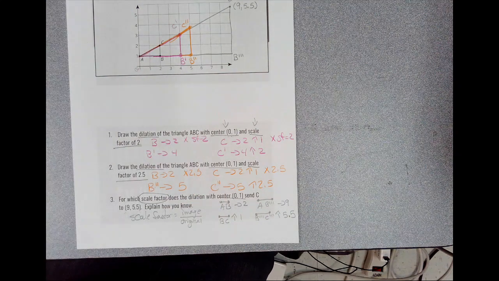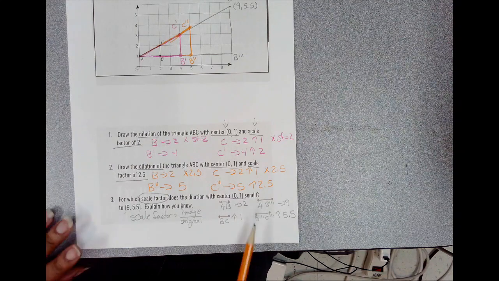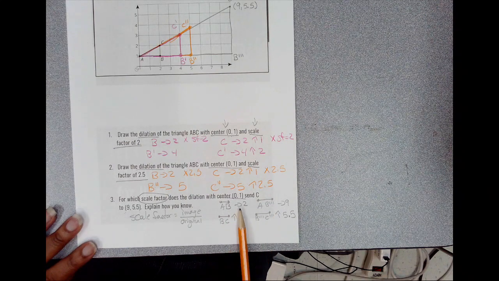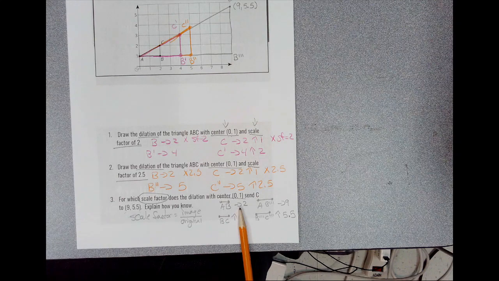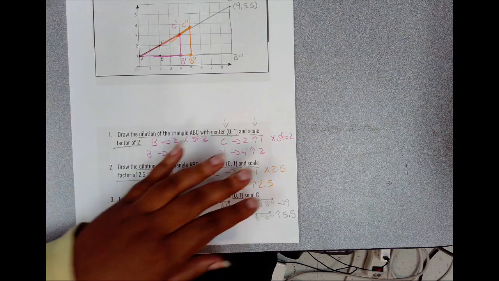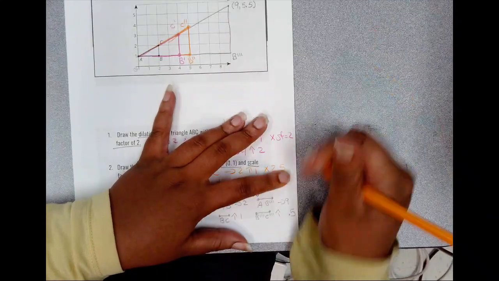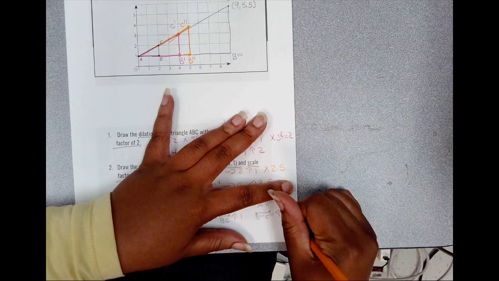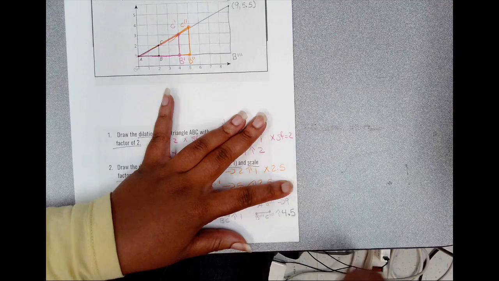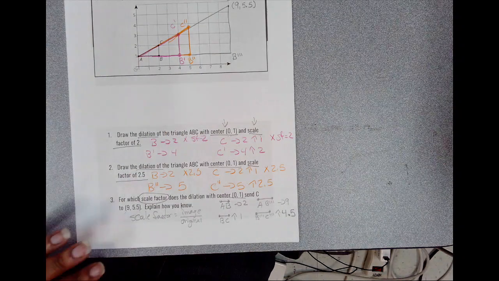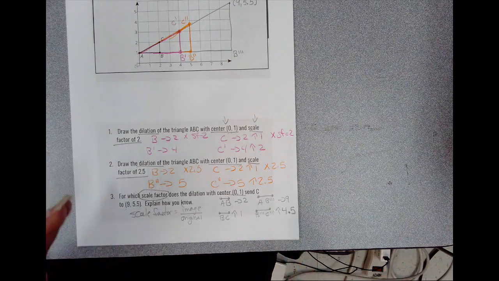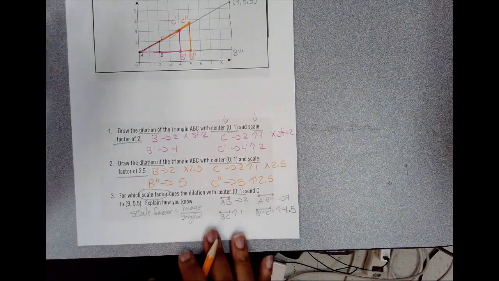So what you would do is you would find the scale factor of how many times it moved to the right and the scale factor of how many times it moved up. No, I'm sorry, not 5.5. 1, 2, 3, 4.5. Sorry, you guys. 4.5. And compare these and see what you get scale factor wise.